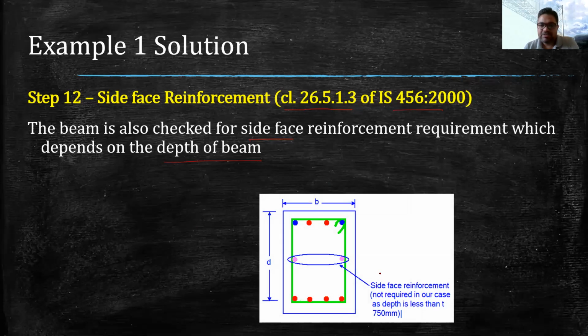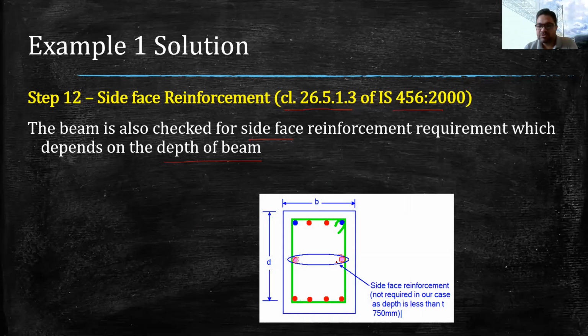In the diagram you can see, generally we provide side face reinforcement here. This pink bar is showing the side face reinforcement. Well, in our case, our beam depth is 460 mm, which is less than 750 mm. So this side face reinforcement is not required in our case.